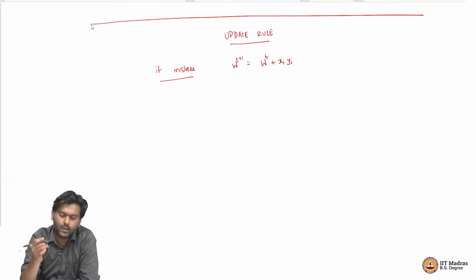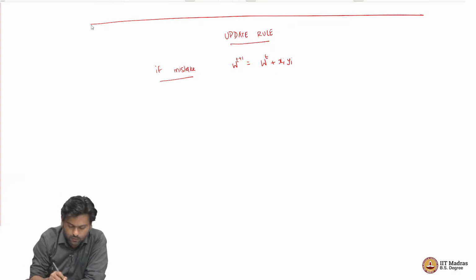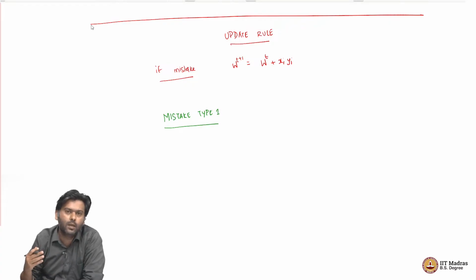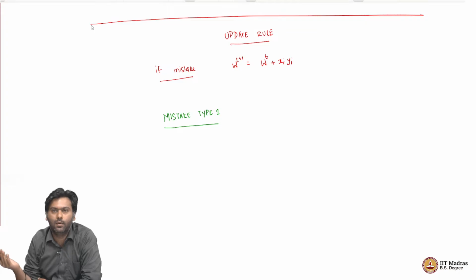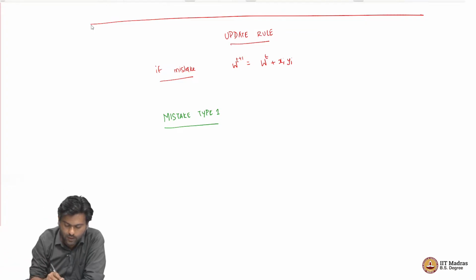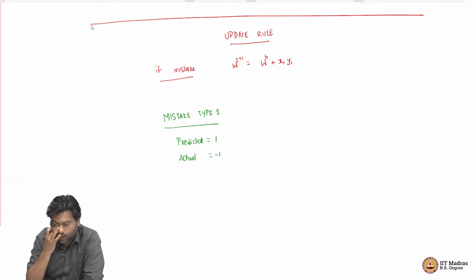Well, pause and think about this. It's nothing too hard to see. I am going to say what these two types of mistakes are. Mistake type 1 is when the algorithm predicts the label as 1, but the actual label is minus 1. So, let us say predicted is 1, actual is minus 1. What do I mean by that?